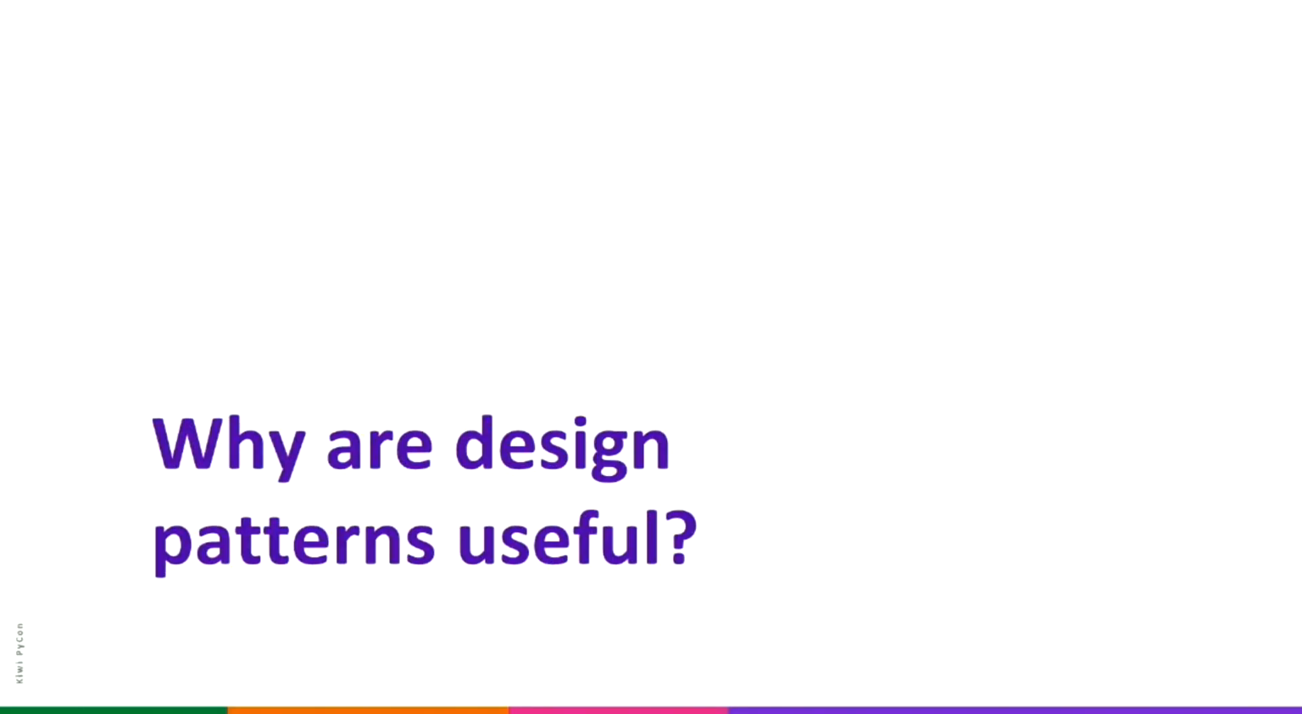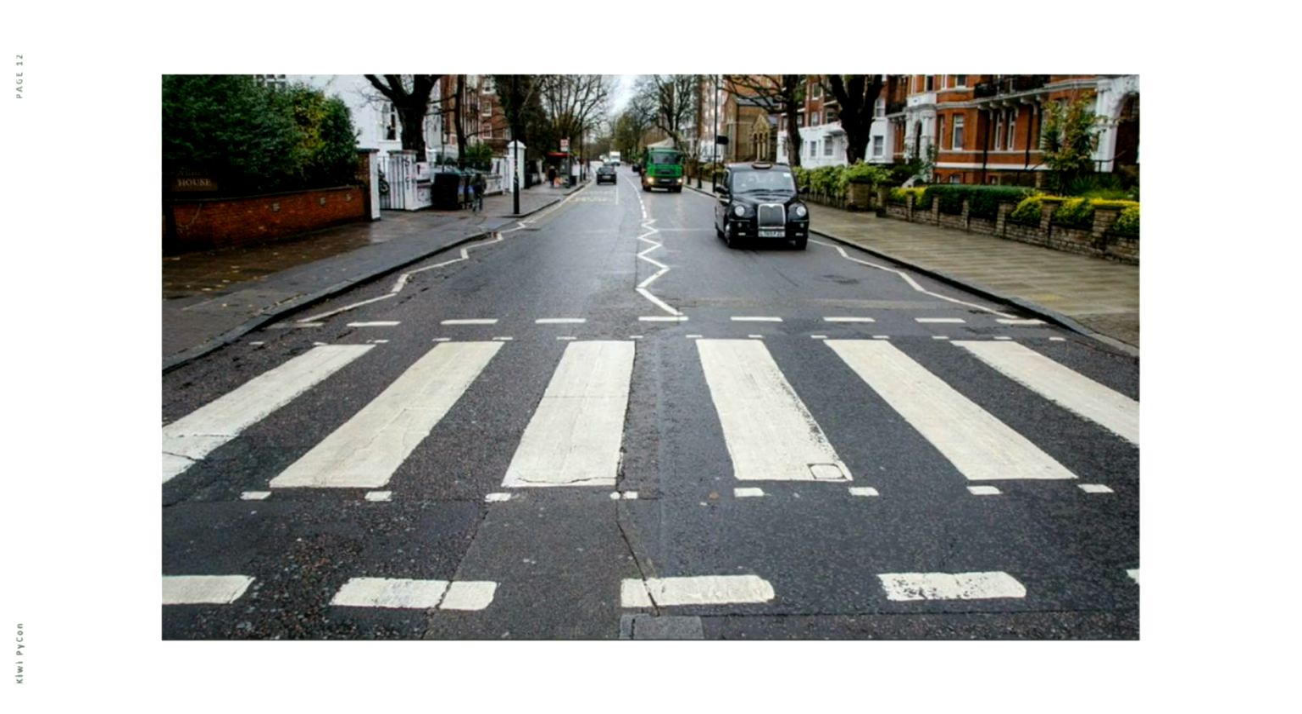So why are design patterns useful? I thought this is a pretty good illustration of, in the physical world, why design patterns are useful. This is obviously a pedestrian crossing. This is the Abbey Road one, famous for the Beatles album cover. The first pedestrian crossing was put down in 1951, just around the corner from this one, but it's clearly a globally recognisable design pattern. Anywhere in the world you encounter one of these as a driver or a pedestrian, you're almost certainly going to understand the behaviours that are associated with it.